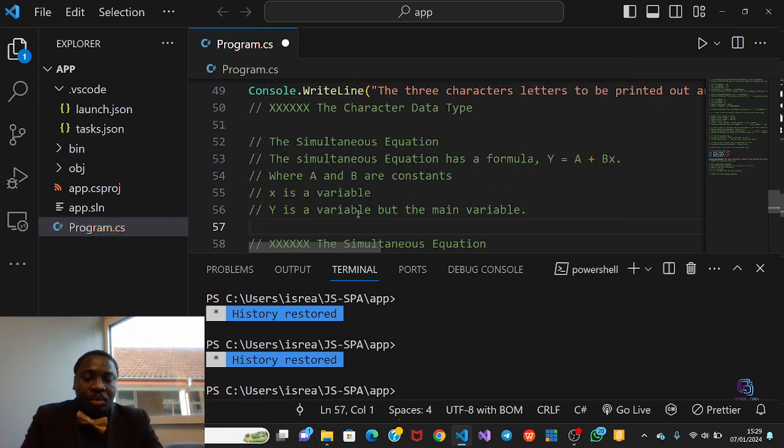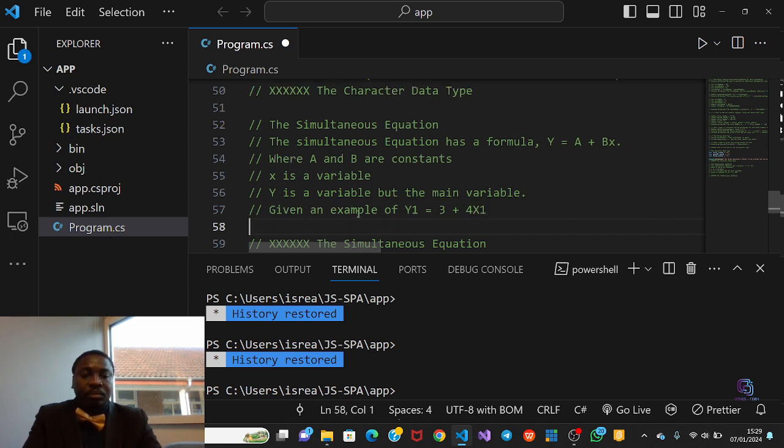Giving an example, y1 is equal to 3 plus 4x1. So keep example 1.